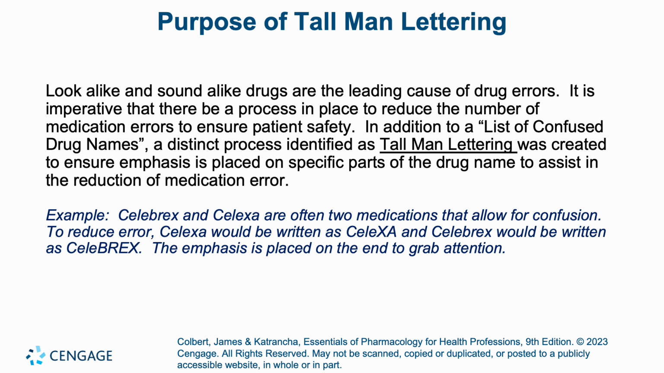So one example, Celebrex and Celexa are two medications that can be confusing because they sound similar and they have different purposes. So to reduce error, Celexa would be written as C-E-L-E capital X-A, and Celebrex would be written as C-E-L-E capital B capital R capital E capital X. The emphasis is placed on the end to grab attention. So Celexa, Celebrex. So you emphasize those capital, tall man letters, and that helps to distinguish them so that we're reducing error.